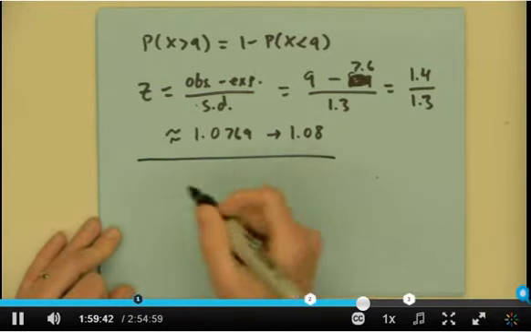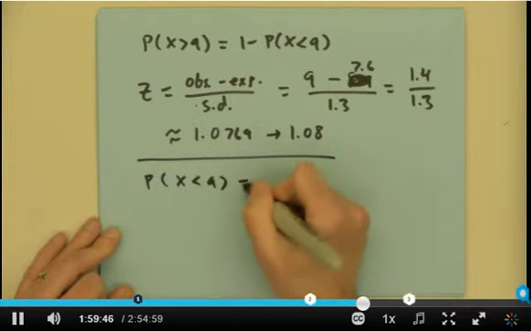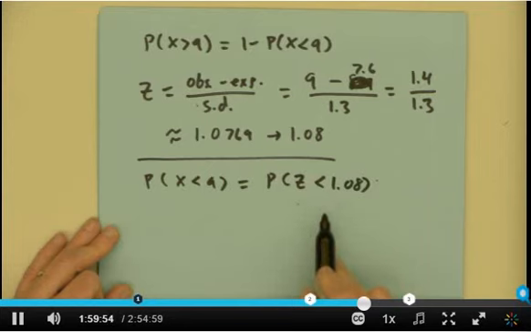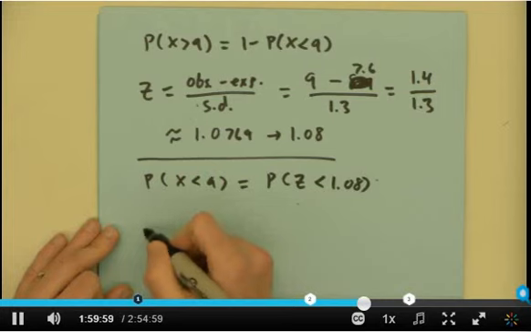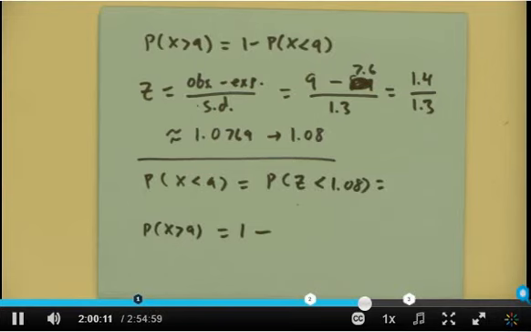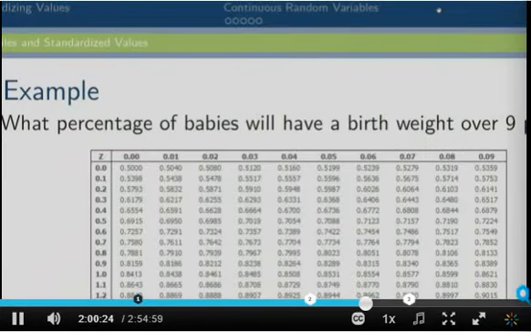Okay. I want to look up in the table to find the probability. The probability x is less than 9 is equal to the probability that my z-score is less than 1.08. And that's the value I can read off from the table. Once I have that, the probability that x is greater than 9 is going to be 1 minus whatever value I get here. Okay? So let's look that up in the table. Go back to this. Zoom in. All right. So I want to look for 1.08. So I follow my z-scores down to the 1.0 row, and I go until I hit the 1.08 column. That's right here. So the area to the left of 1.08 on the standard normal curve is 0.8599.